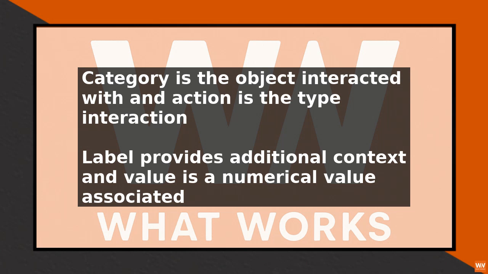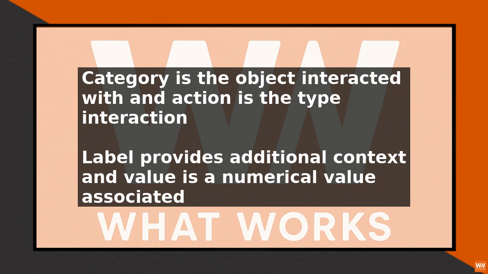To set up event tracking, you will use the GA function, which is part of the Google Analytics tracking code. The basic syntax for event tracking is GA send event, followed by the category, action, label, and value. For example, if you want to track a button click, the code would be GA send event button click.